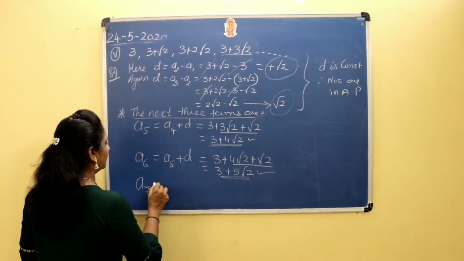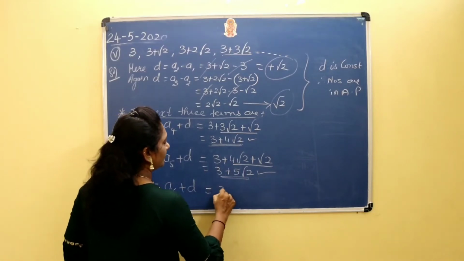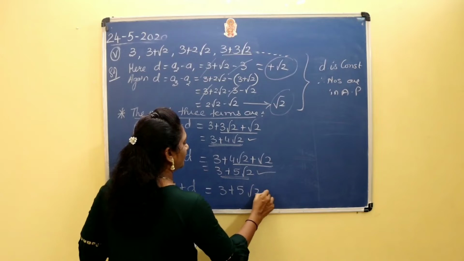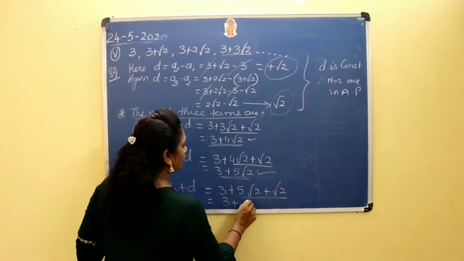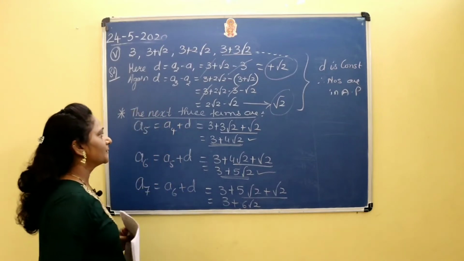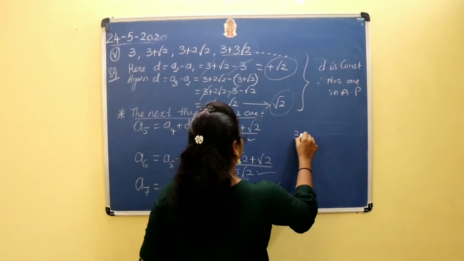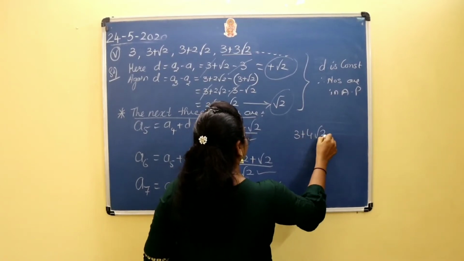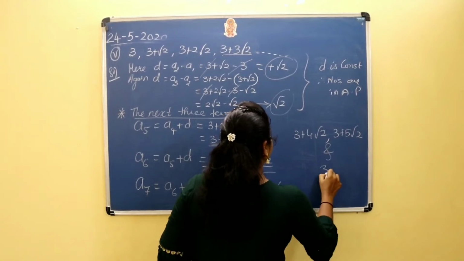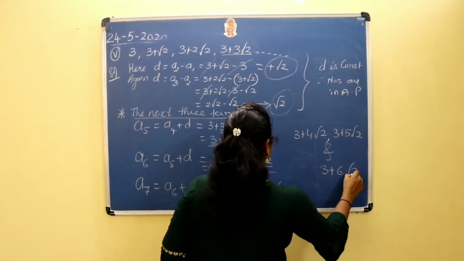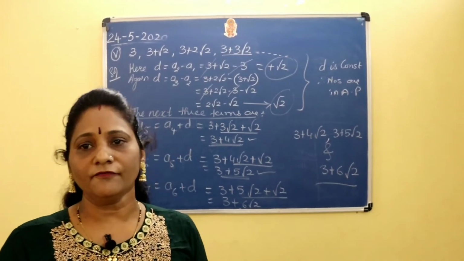Coming to A7, A6 plus D. Your A6 is here, 3 plus 5 root 2, your D is root 2. So, these are like terms, 3 plus 6 root 2. So, what are your next 3 numbers? The next 3 numbers are 3 plus 4 root 2, 3 plus 5 root 2 and 3 plus 6 root 2. So, this will be your next 3 terms of AP.